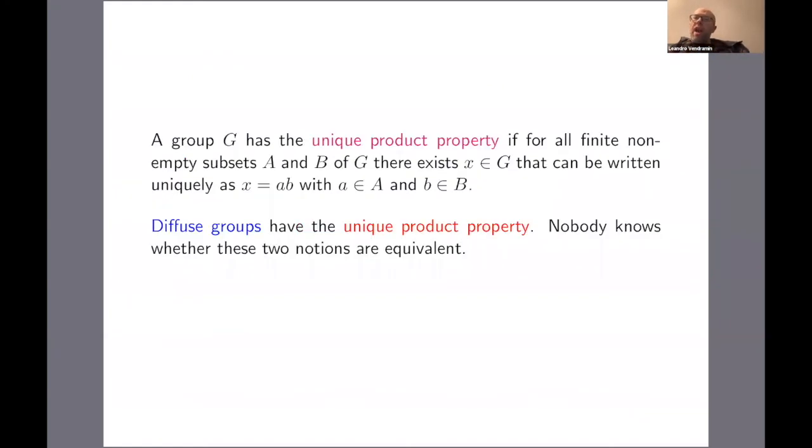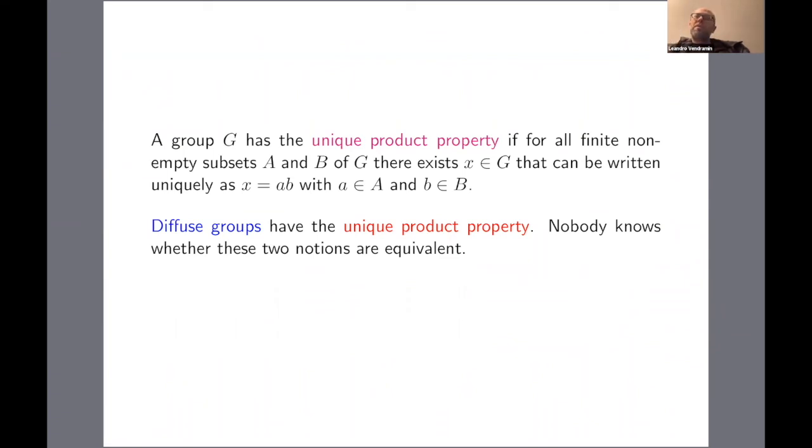So a group G has the unique product property if for all finite non-empty subsets A and B of G, there exists an element X in G that can be written uniquely as something of A times something of B. But as you can imagine, checking this condition is really hard. I mean, it's almost impossible. This is where diffuse groups appear, right?